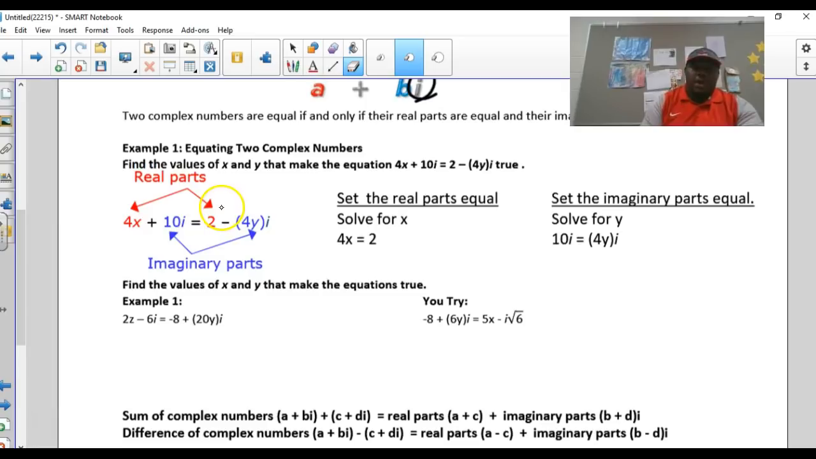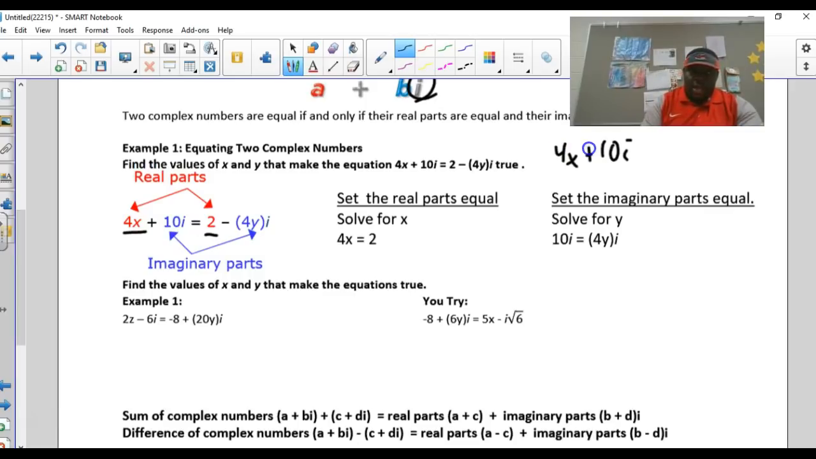The first thing I want to point out is to find the real parts, the real numbers. x is a variable, so 4x is a real part, and 2 is a real part. Even if this was written out of order, not in standard form, like 4x plus 10i equals -4yi plus 2, you can still tell which is the real part. You know they're real because the imaginary parts always have i. So everything else has to be real.